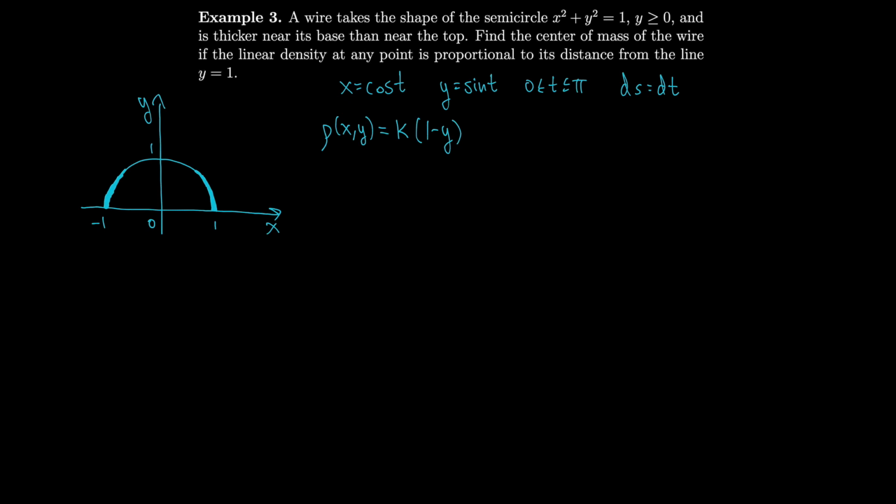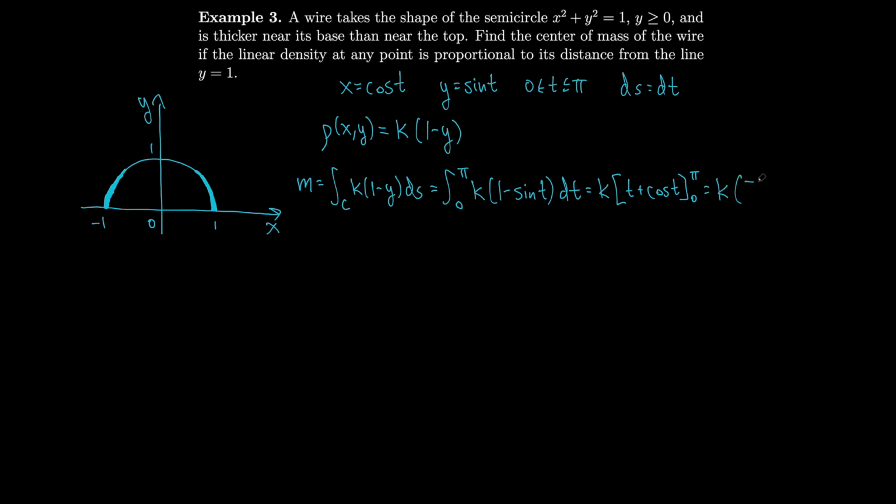So this means that our mass will be the line integral over C of k times 1 minus y ds. And that'll be the integral from 0 to pi of k times 1 minus sine t dt. So we said y was equal to sine t, and ds in this case was dt just because it happened to be that the arc length was 1. We can factor out our constant and take our antiderivative, and we get t plus cosine t. We evaluate from 0 to pi, and we get k times pi minus 2.